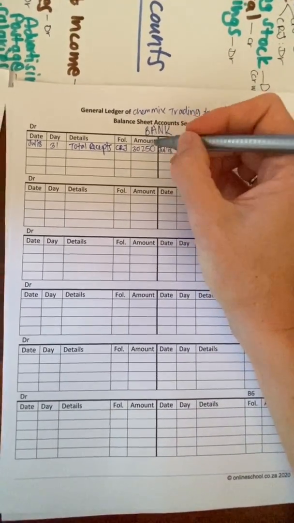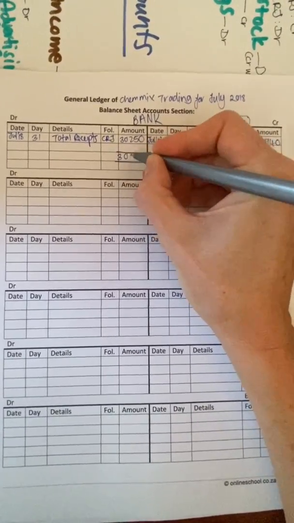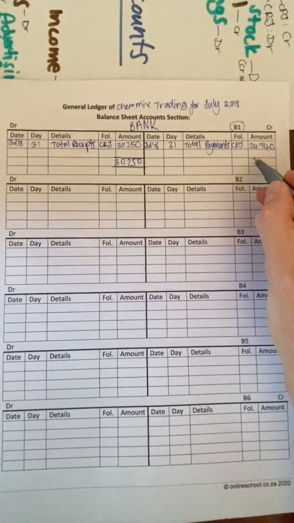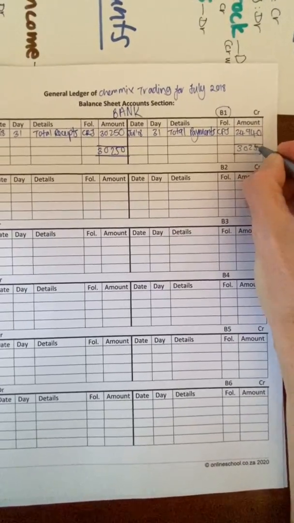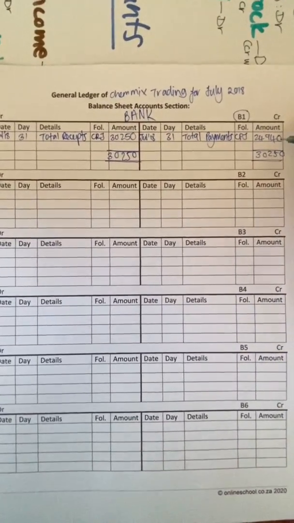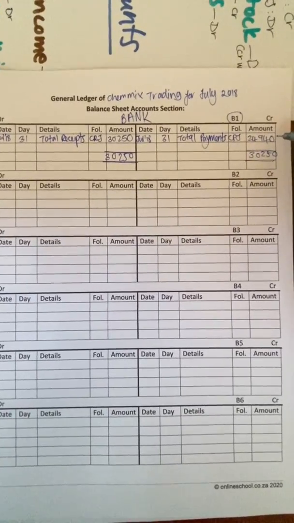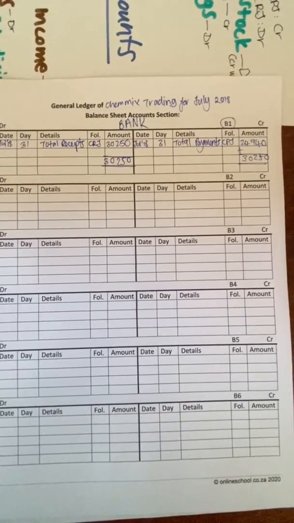My largest total is 30,250. You would use a ruler, okay? And I bring that total down, 30,250. Then I must do the same on the credit side. Okay, now, what do I need to put in here? 24,940 plus what will give me 30,250.